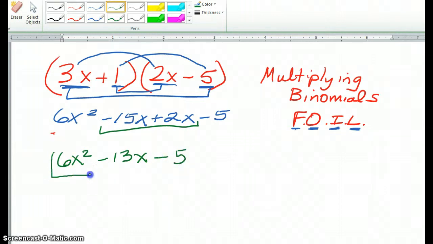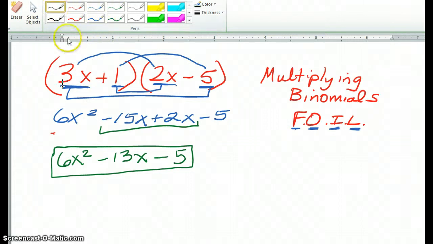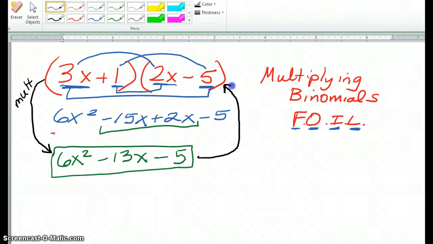Okay, so this right here is what we call a quadratic. Okay, and that's what you guys are looking at right now. So when we go from here to there, that's called multiplying a binomial. That's what we just did. So that's multiplying. When we go from here to there, that's called factoring. So what you're doing is factoring the trinomial into two binomials.